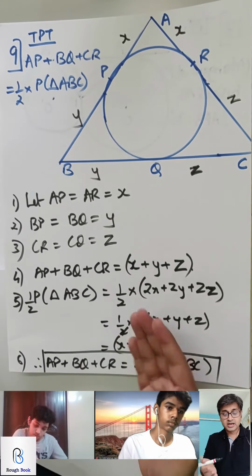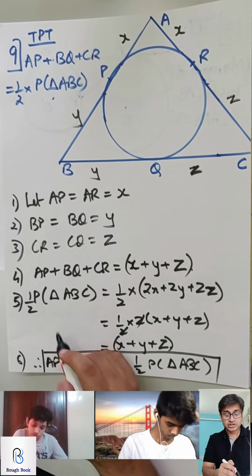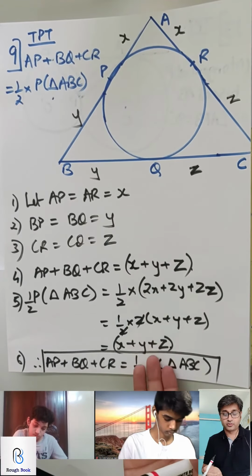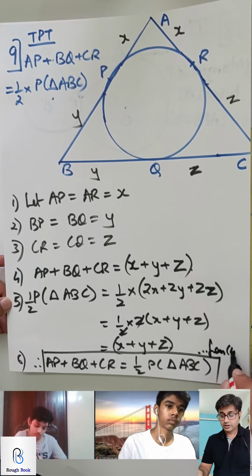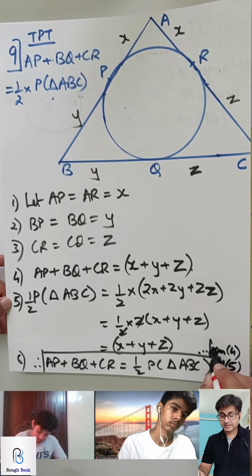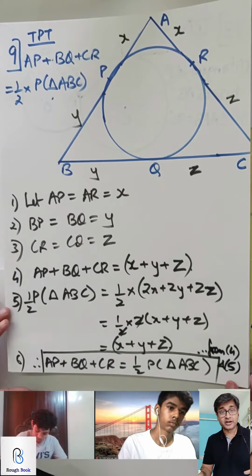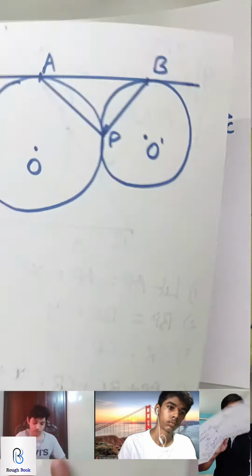So we took LHS and we got XYZ. We used RHS and we again got XYZ. Therefore both are equal. So in the last step you should mention from 4 and 5 as your reason. So please mention the reasons wherever required. Let's go to the next one.